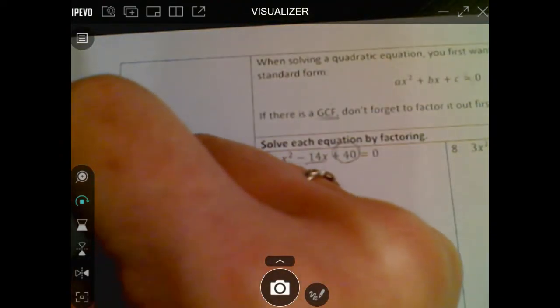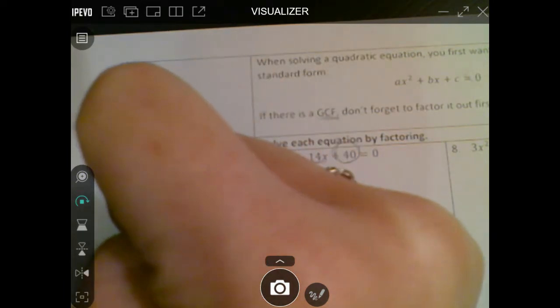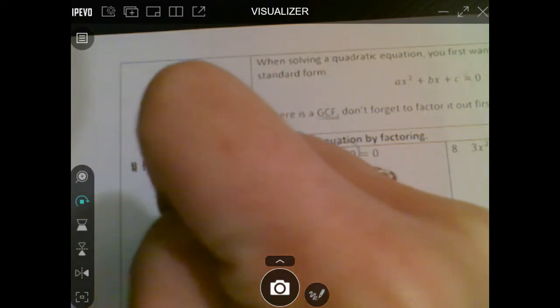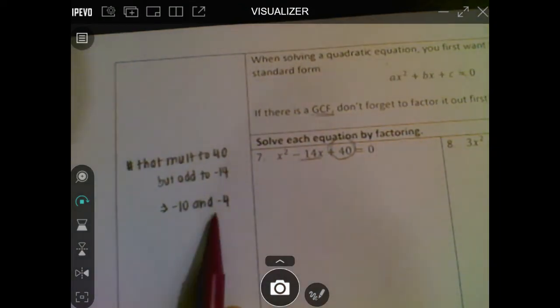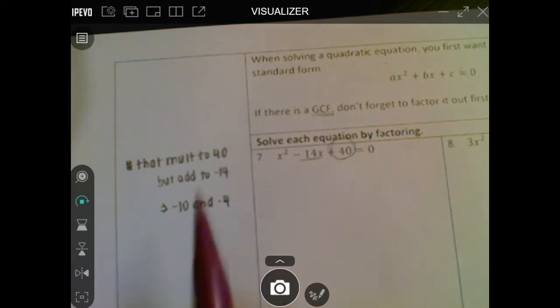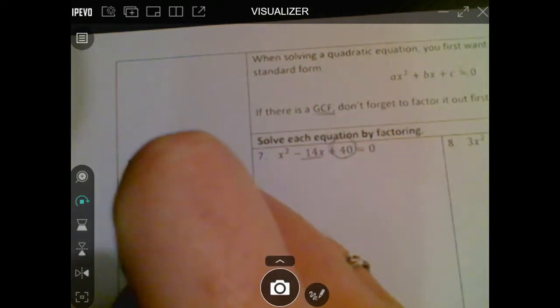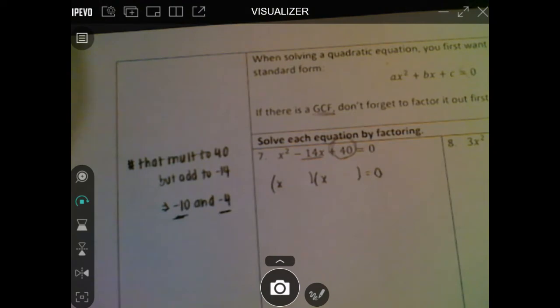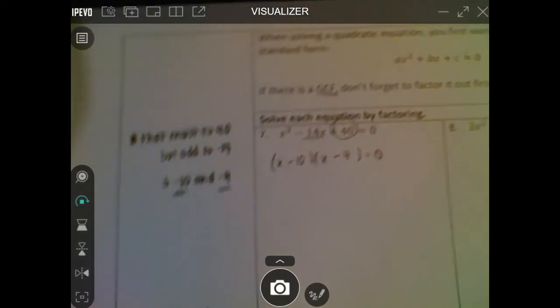These two numbers would be, I believe, negative 10 and negative 4. Because negative 10 times negative 4 gives you positive 40, but if you add negative 10 and negative 4, that gives you a negative 14. So these two numbers are the numbers that go on the inside of your factor. So in each of the factors, we're just going to put an x, again, because the leading coefficient there is 1. And then I'm going to put a minus 10 in one of the factors, and a minus 4 in the other one.